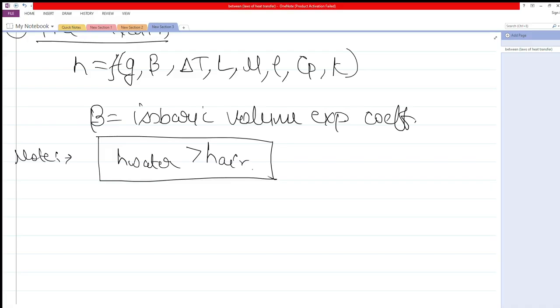So till now we have seen the laws of heat transfer that govern the process of conduction and convection. That comes to the end of this lecture, lecture number 3. In the next lecture, we will see the application of Fourier's law of conduction and Newton's law of cooling. Thank you.